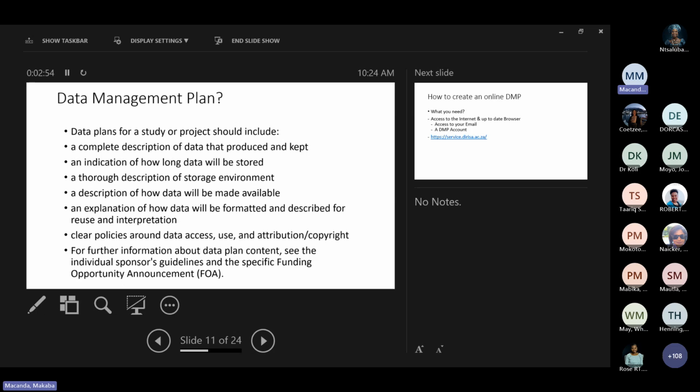August 2019. Also, for further information about data planning content, see your individual sponsor, as I've mentioned, because if you are a privately funded researcher, a different research funder would have different guidelines or policies or research data management plans. Your funder might have a different DMP, so please feel free to use your funder's DMP.